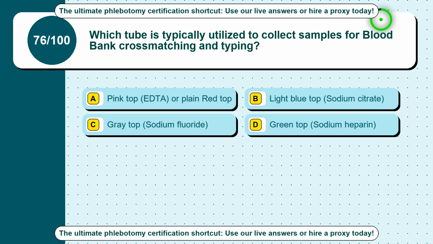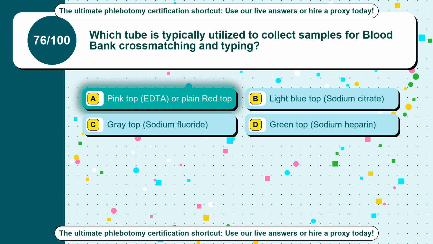Question 76. Which tube is typically utilized to collect samples for blood bank cross-matching and typing? Option A, pink top, EDTA, or plain red top. Option B, light blue top, sodium citrate. Option C, gray top, sodium fluoride. Option D, green top, sodium heparin.